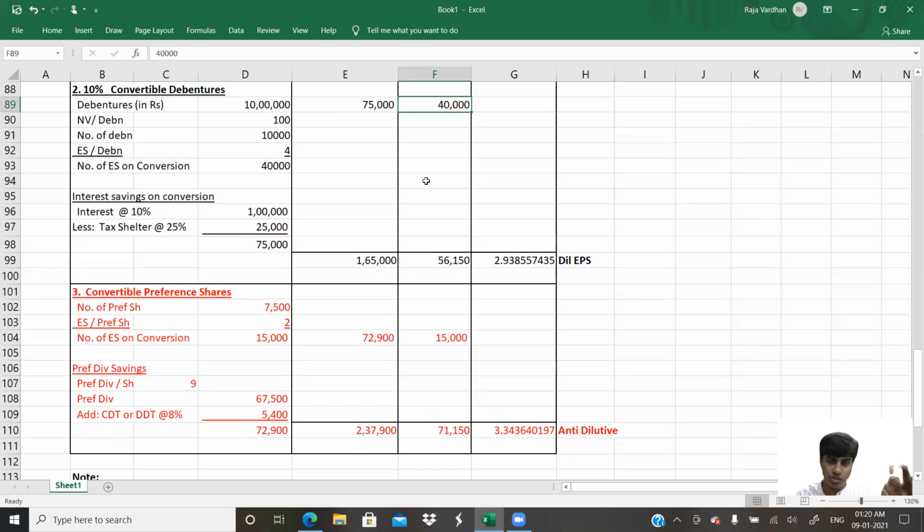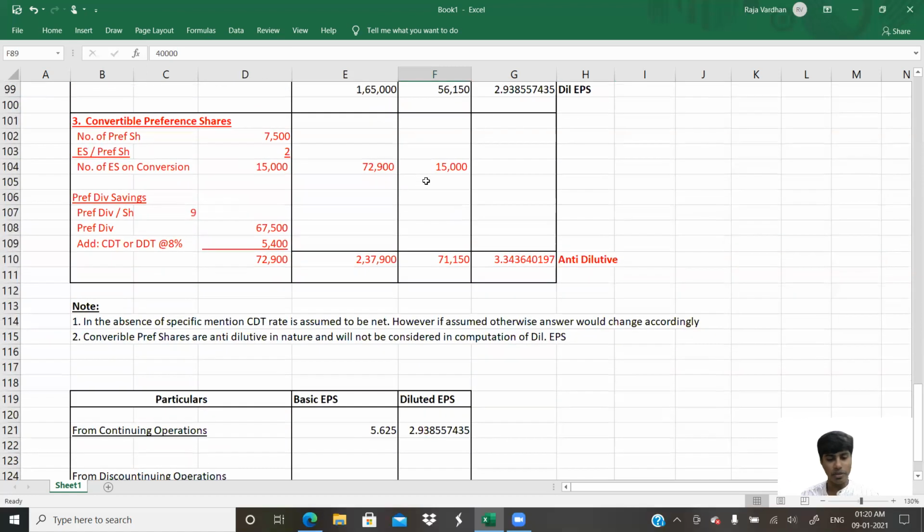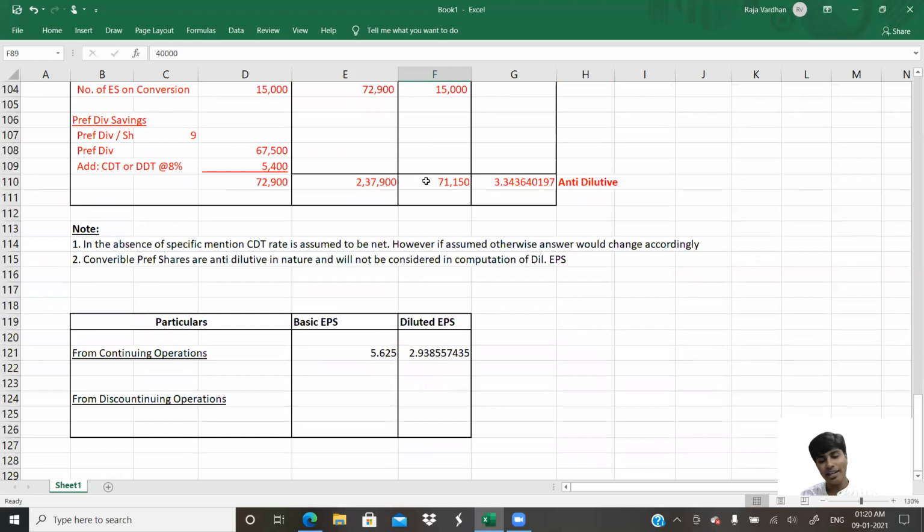So 1,65,000 is the earlier profit. You add 72,900, it comes to 2,37,900. Further, the number of shares will be plus 15,000. That is 71,150. If I do this, I would get my diluted EPS as 3.34, which is an increase over the earlier EPS. So this is anti-dilutive in nature. So these preference shares will be ignored. So our basic EPS is 5.625 and diluted EPS is 2.9385. So this, my friends, is the answer to question number 1.